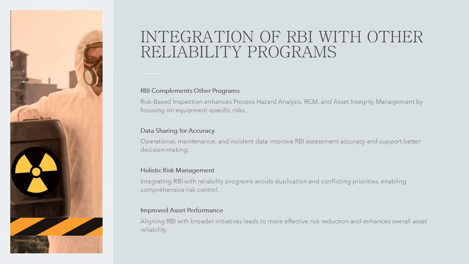API RP 580 emphasizes that risk-based inspection should not be implemented in isolation, but rather integrated with other reliability and risk management programs. RBI complements process hazard analysis, PHA, reliability-centered maintenance, RCM, and asset integrity management systems by providing detailed insight into equipment-specific risks. Information from RBI assessments can be used to support maintenance strategies, operational controls, and mitigation planning. Conversely, data from operations, maintenance, and incident investigations can enhance the accuracy of RBI assessments.